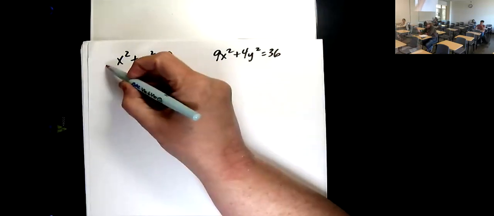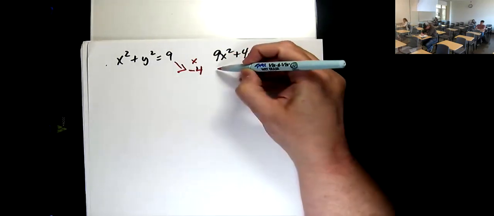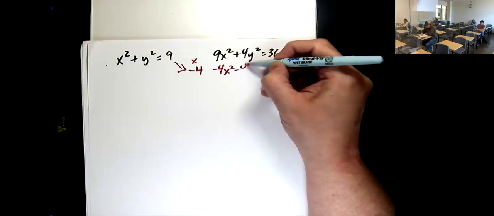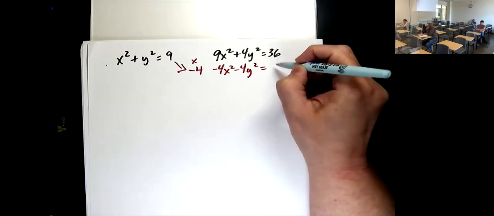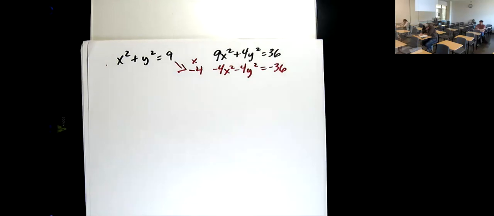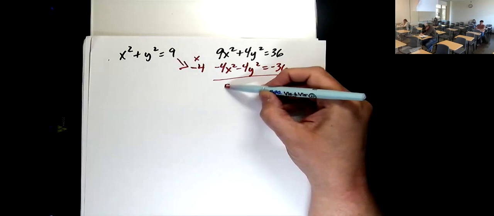The process works the same here. I think doing the addition method is probably the best. Y's got the lowest coefficients, so if I multiply this by negative 4 times negative 4, I get negative 4x squared minus 4y squared equals negative 36. When I add these together, I get 5x squared equals 0.